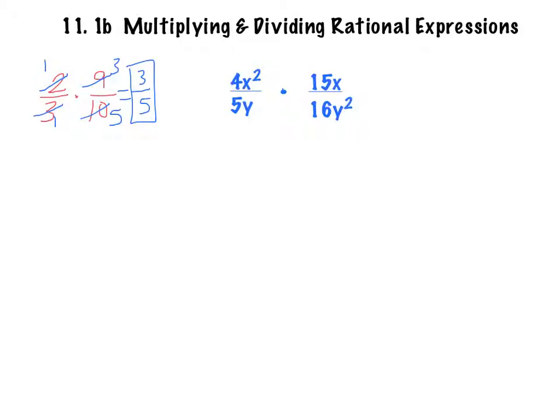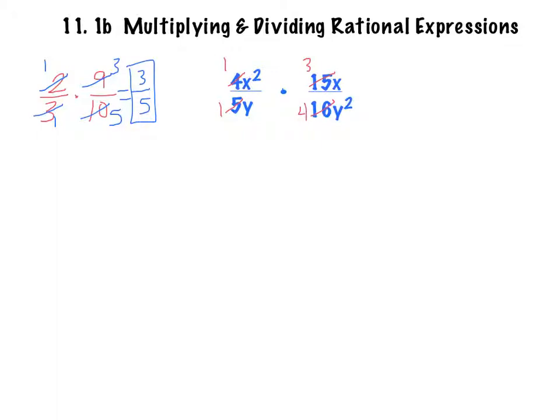So let's look at the example I've got. It looks like I could reduce this 5 and this 15 because they both divide by 5. So that'd be a 1 and a 3. I can also divide the 4 and the 16 because they're both divisible by 4. So that'd be a 1 and that'd be a 4.